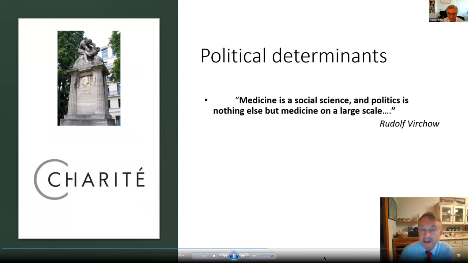And now we come on to the political determinants, which I think is exceptionally important. My hero is Rudolf Virchow, a German pathologist from the 19th century, who said that medicine is a social science and politics is nothing else but medicine on a large scale. He famously investigated an outbreak of typhus in Silesia, and he concluded that the reason was not the louse spreading the typhus, I mean, that was clearly a factor, but it was the upstream determinants, in particular, the social stratification, the power of the aristocracy, and that power being supported by the church. So he called for universal democracy and for the abolition of the church, addressing the political determinants of health.